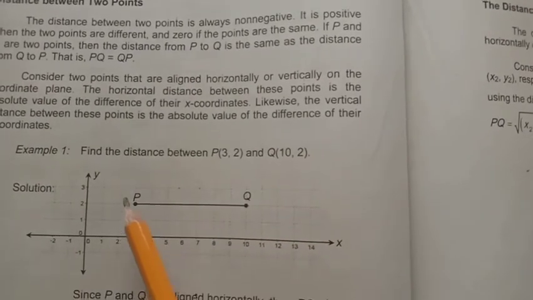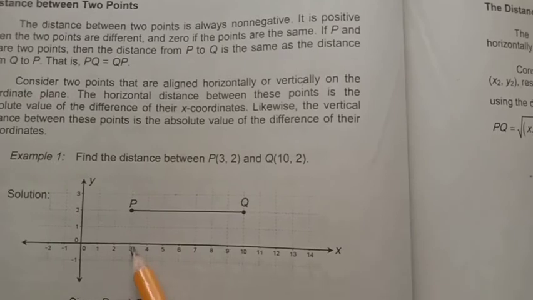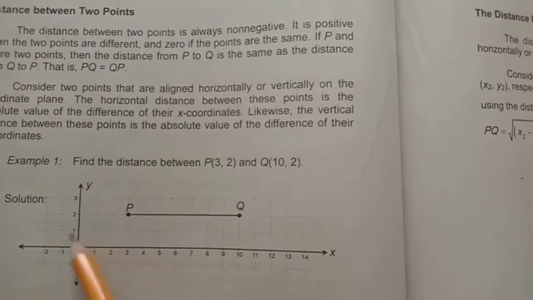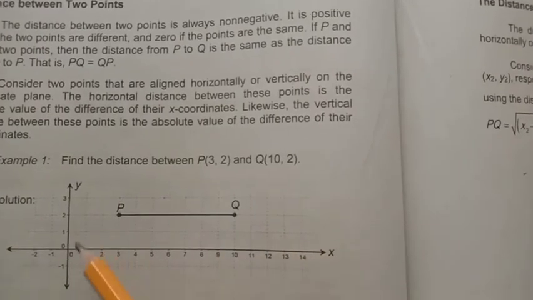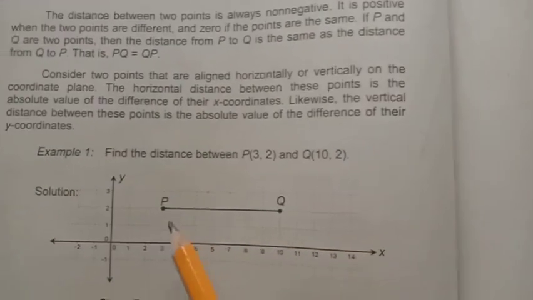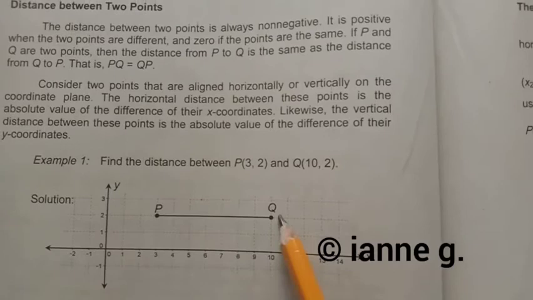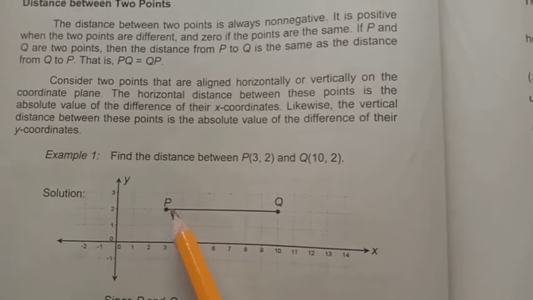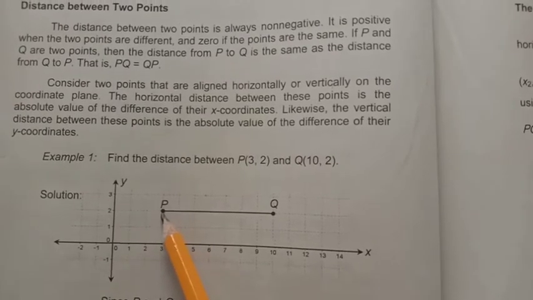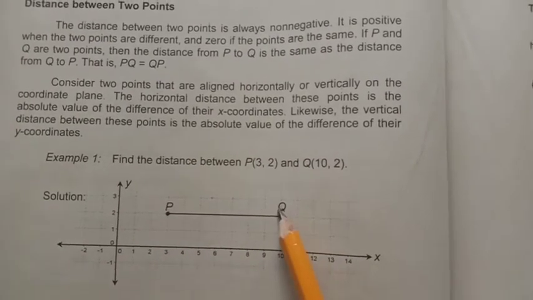So, pag pinlot natin yung point P, nandito siya, 3, 2. So, ito yung point P. And point Q, 10, 2. So, nandito yung point Q. So, pag pinagdugtong natin siya, it forms a horizontal distance. So, find the distance between point P, 3, 2, and point Q, 10, 2.